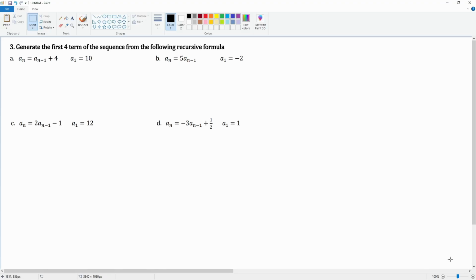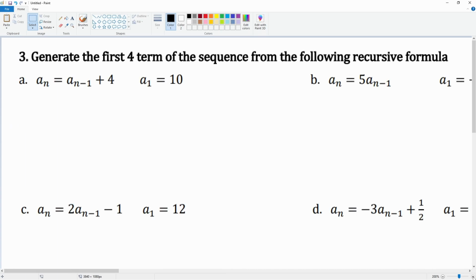Number 3, you're going to generate the first 4 terms of the sequence from the following recursive formula. So we want the first 4 terms. Luckily enough, they give you the first term right here, A1, which is 10. We just need to generate the next 3. Here it shows a plus 4. This means the common difference is 4, so we're going to add 4 to get to our next term.